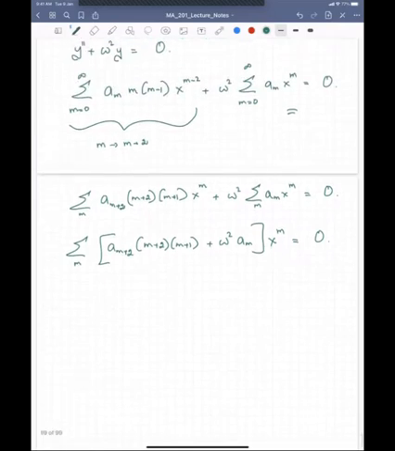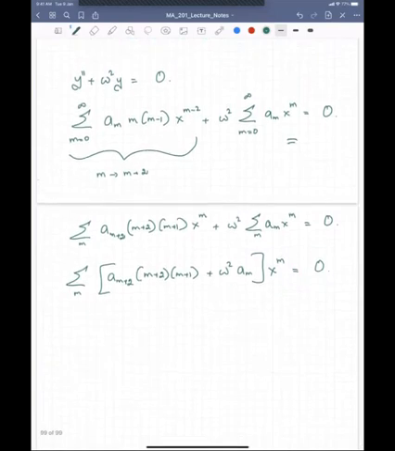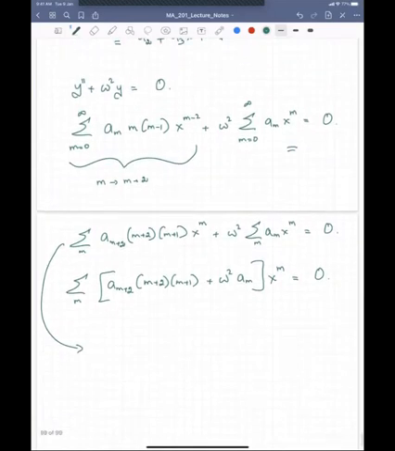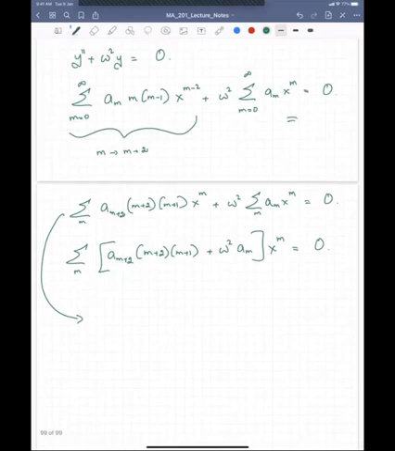By the way, if you're confused about this step of relabeling m to m plus 2, a good way to convince yourself is to write it out explicitly and prove to yourself that this is the same as the series before. So if I start at m equal to 0, the first term is, of course, a2, with 0 plus 2 being 2, 0 plus 1 being 1, and x to the 0, so the first term is 2a2.